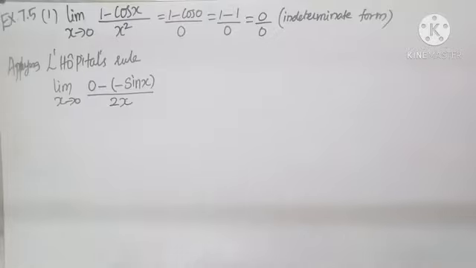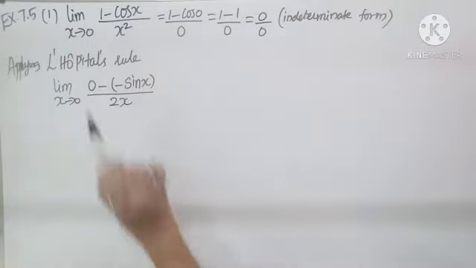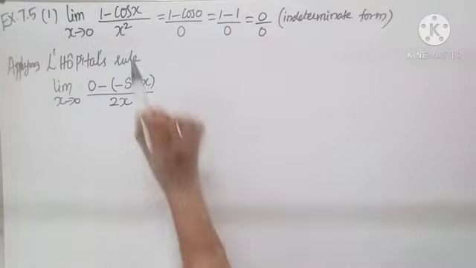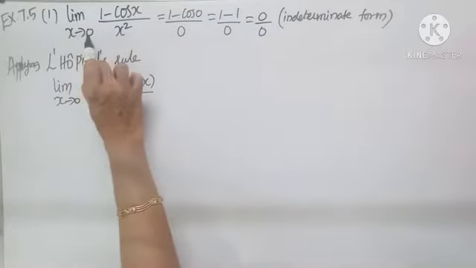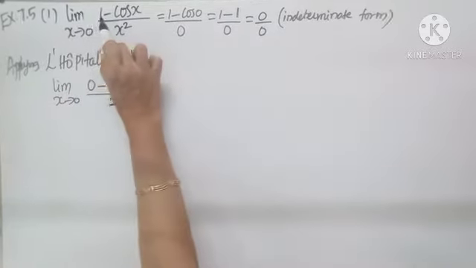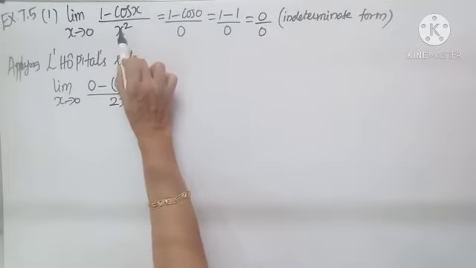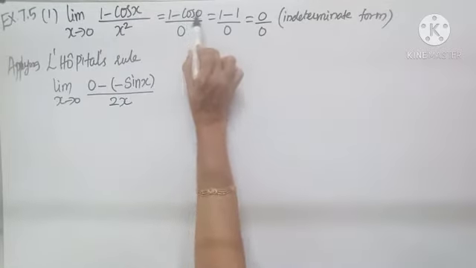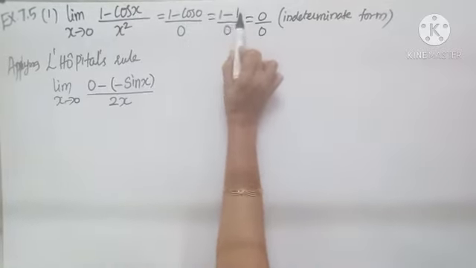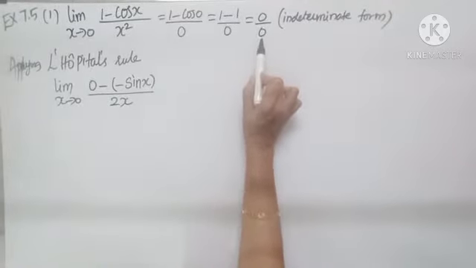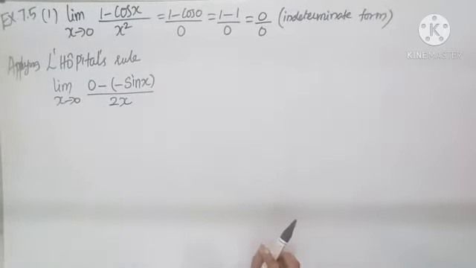Exercise 7.5, question number 1. Limit x tends to 0, 1 minus cos x by x square. Wherever x is coming, put the limit 0. 1 minus cos 0 by 0. Cos 0, the value is 1. 1 minus 1, 0 by 0, which is an indeterminate form.